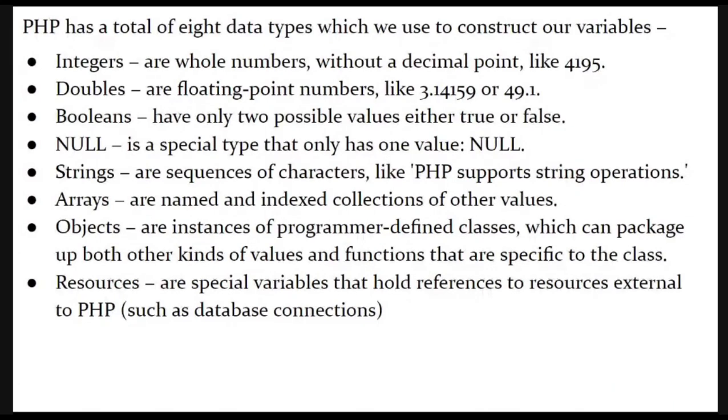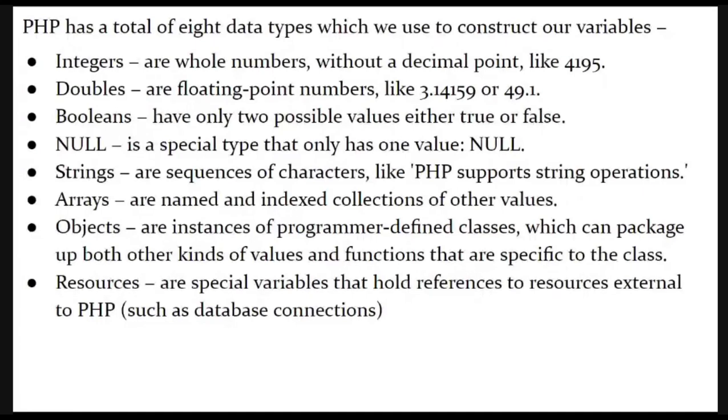Integer, double, boolean, null, string, array, object, and resource. Repeating: integers, doubles, booleans, null, strings, array, objects, and resources. So these are the 8 data types.